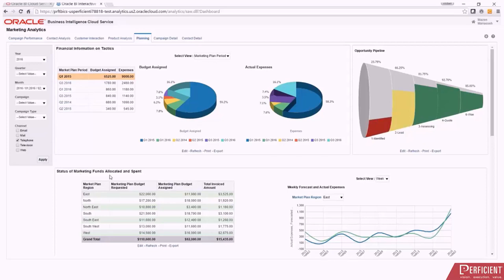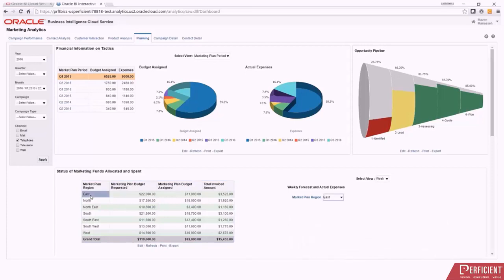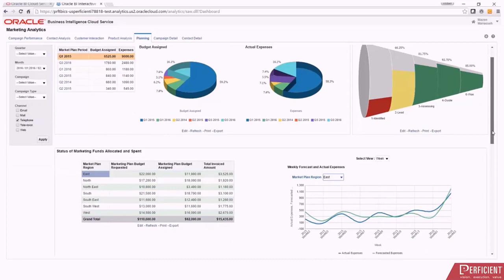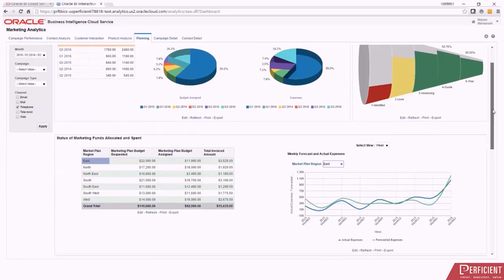I can also check on how each region is doing in terms of requested funds versus the budget and actual invoiced. I can click on a region from the left side and get a spending trend of that region here next to it on the right.